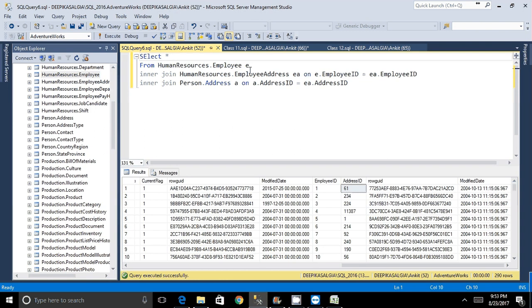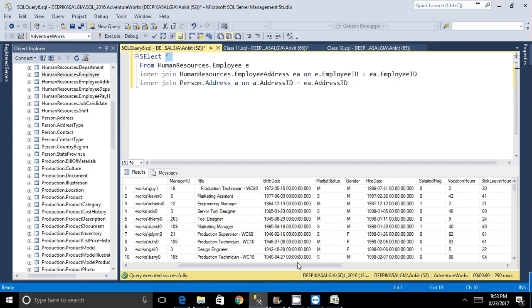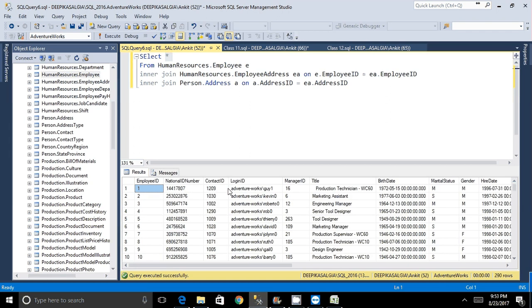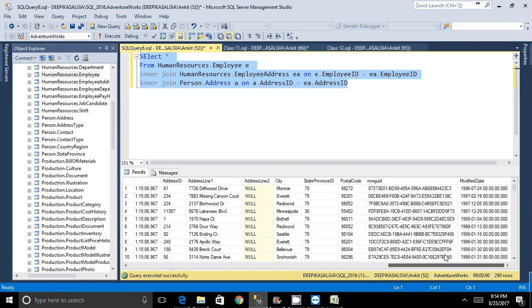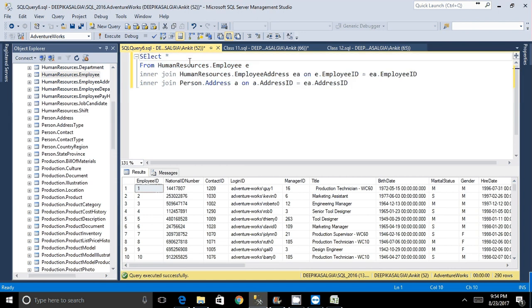So do you need any information? Let's say you need the employee information. Let's say you don't need everything. When you run the query, you're going to get so many columns. So you don't need all the columns. You see so many columns in here. So let's pick a few columns that you need.